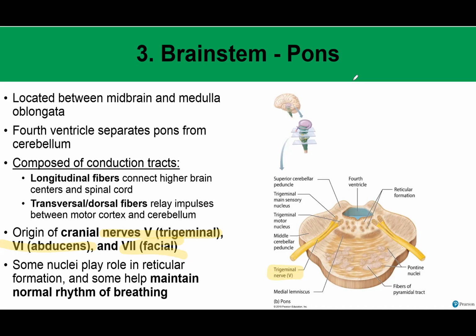Some nuclei in the pons also play a role in the reticular formation, which we can see here in this area. And then some also help maintain the normal rhythm of breathing.